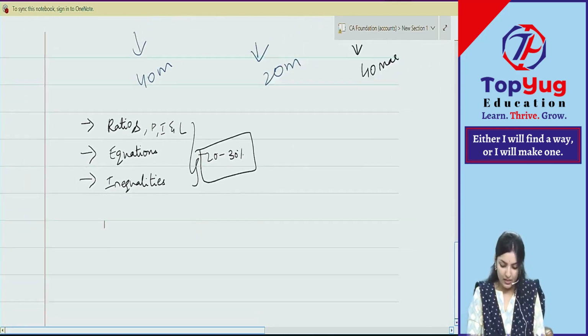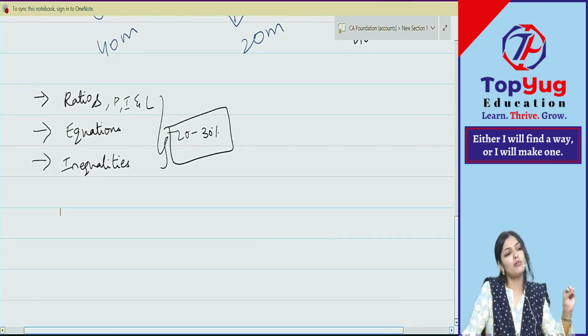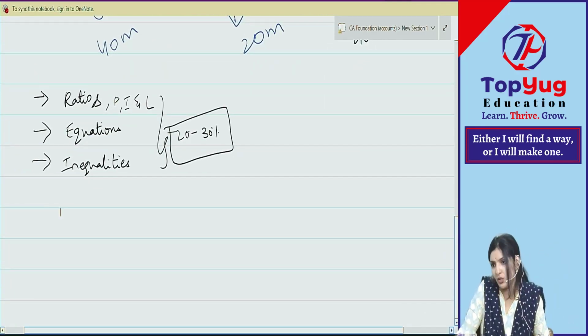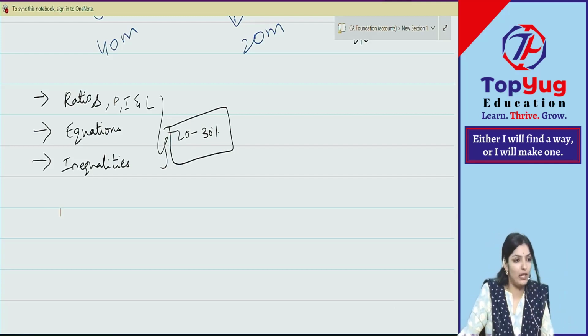So these three are comprising of 20 to 30% of your 40 marks. Matlab if you study these three, you will be getting minimum 20 to 30% of 40 marks. 40 marks ka hai na BM. So it would be something like 8 to 12.